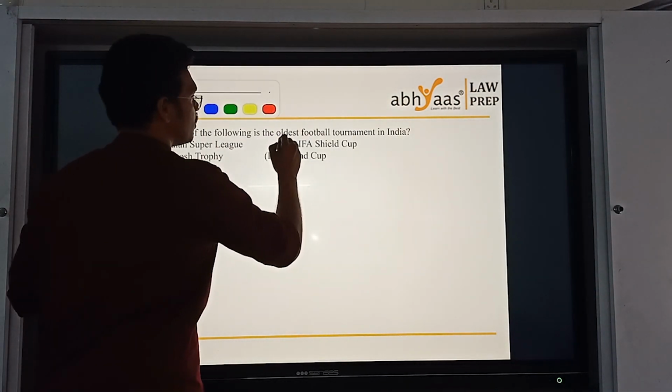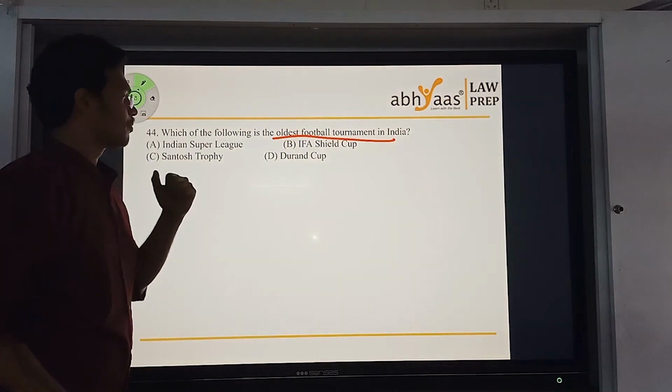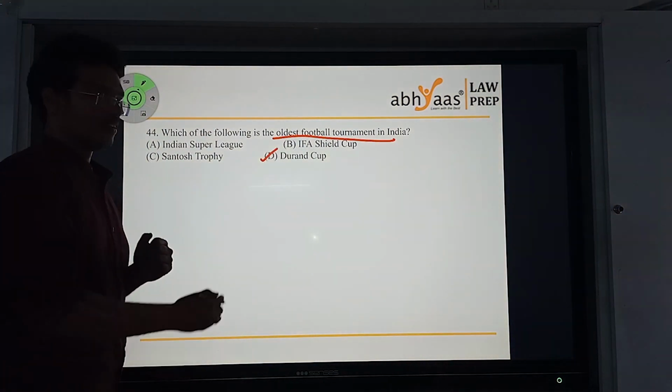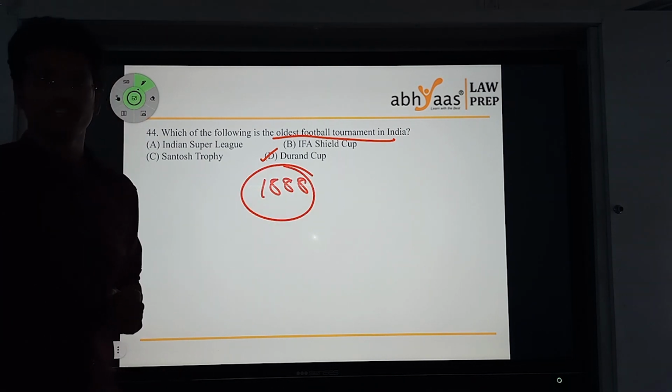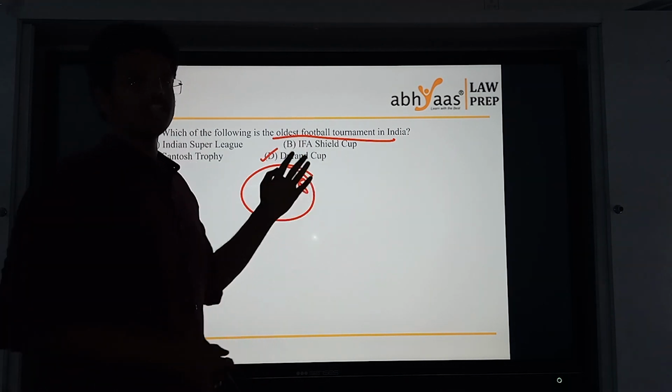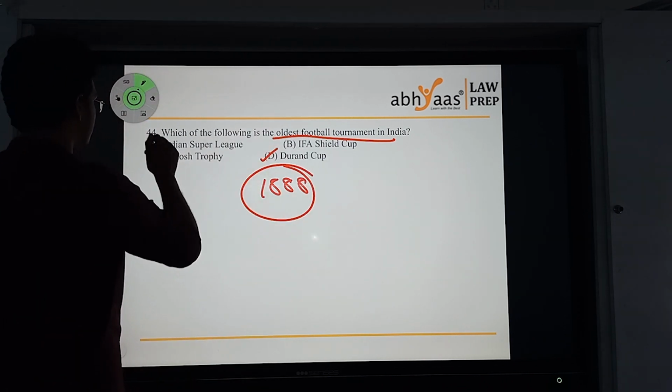Which of the following is the oldest football tournament in India? It is the Durand Cup, started in 1888. Even before we got independence, the Britishers started this in India. It is called the Durand Cup.